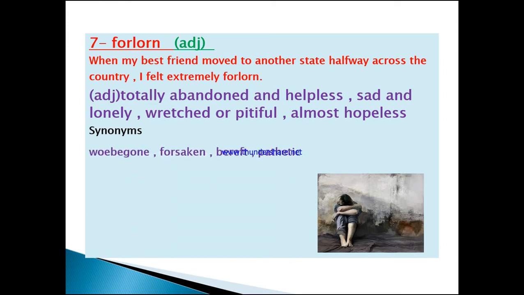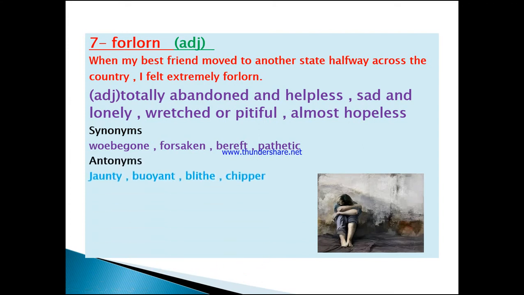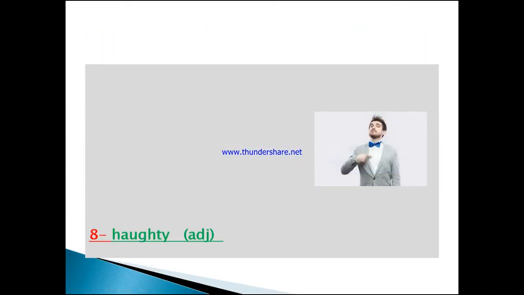What about the synonyms? Woebegone, forsaken, bereft, pathetic. What about the antonyms? Jaunty, buoyant, blithe, chipper. Jaunty means someone who's having all kinds of pleasures, by the way. He's wearing well, okay, he's happy. So this is the opposite of the word forlorn. Let's go, guys, to number 8.